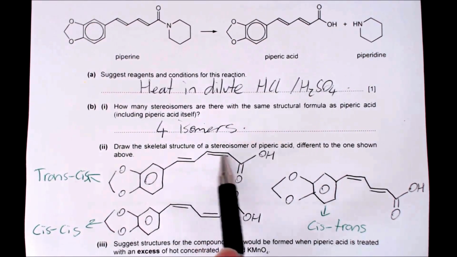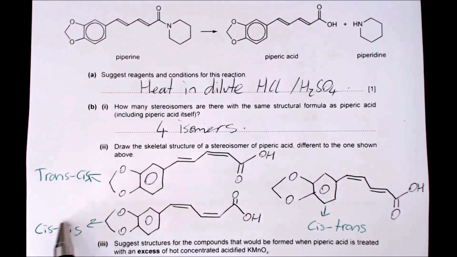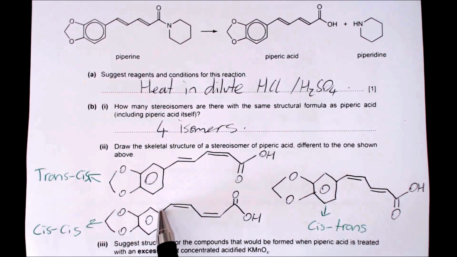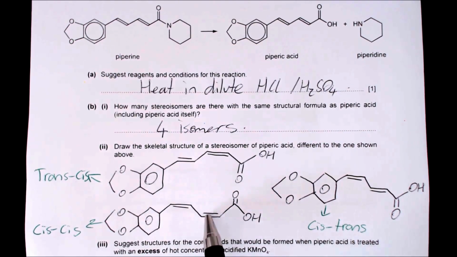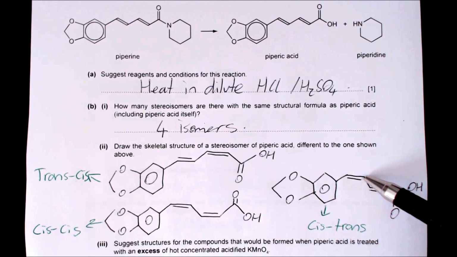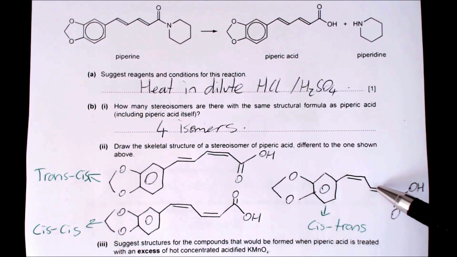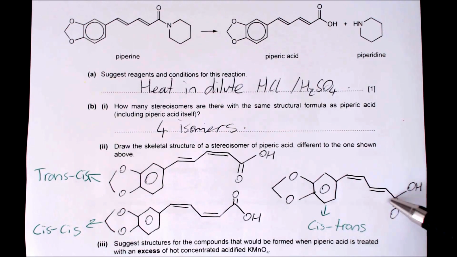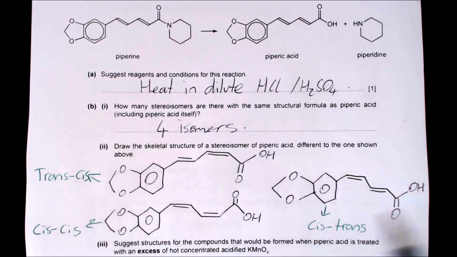Both of these groups are pointing downwards. This one is cis-cis, so that means we have 1 and 2. Both of these are pointing down across this double bond. And this one, both of them are pointing up, so on the same side. So that's both cis-cis. And this one is cis-trans. Both of these ones are pointing down here. And this one is now going trans. It's opposite the double bond, you can see there. So any one of them would get you the mark there.